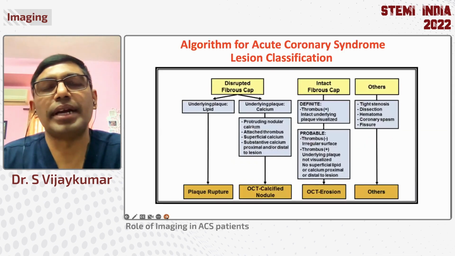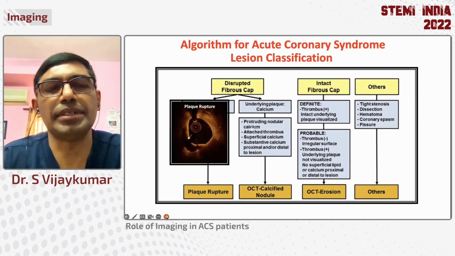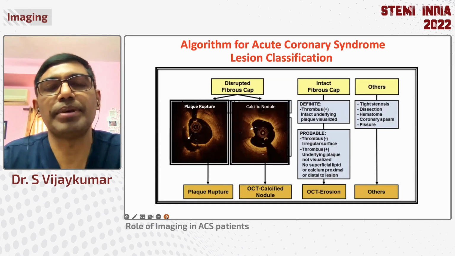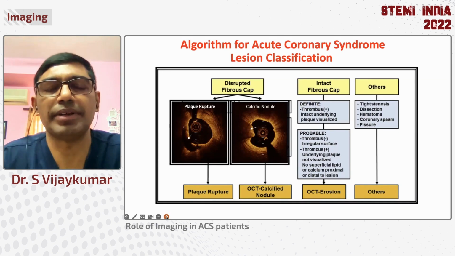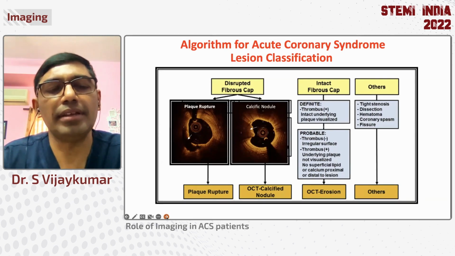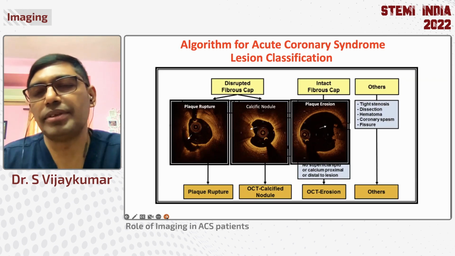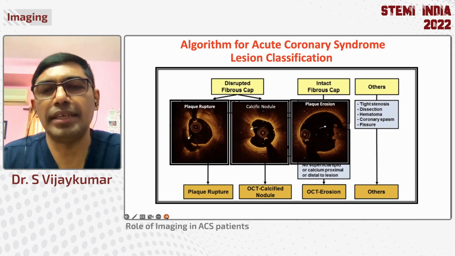And OCT, with its high resolution, identifies different pathologies. Pathologies are divided into 3 groups. One is the disruption of the fibrous cap. When you have an underlying lipid, that is called a plaque rupture, that constitutes about 65% of all ACS. The second one is when the calcium ruptures the plaque and protrudes through it, that is called calcified nodule. It constitutes about 2 to 8% of all your ACS. When there is no plaque rupture and only endothelial disruption and attached thrombus, that is called plaque erosion, which constitutes about 25 to 30% of all your ACS.